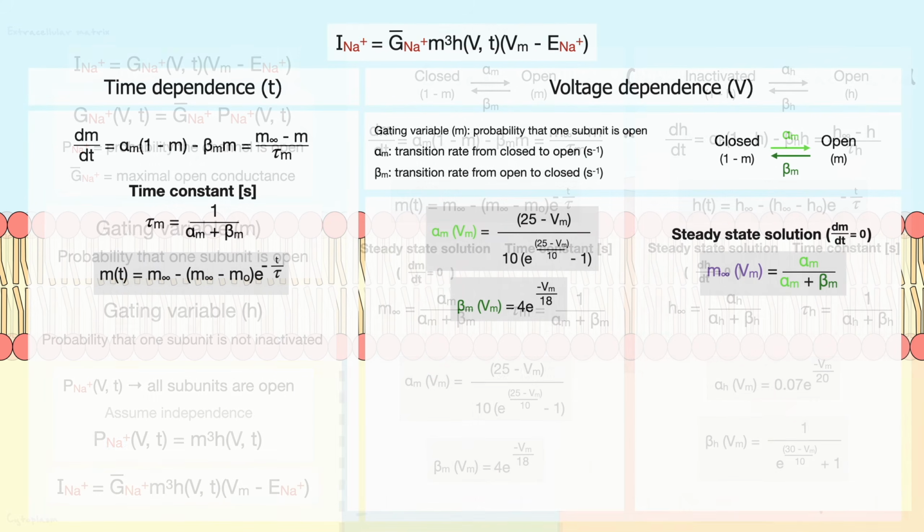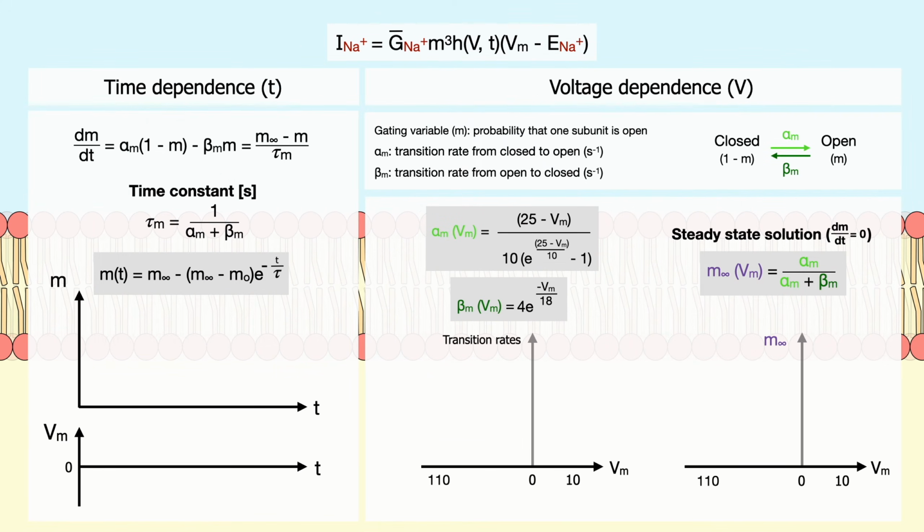Starting with m, it is the easiest to understand because it behaves exactly like the gating variable for potassium. Again, we know that upon depolarization, these channels start opening, so it is logical that the rate at which the channels open increases and the rate at which the channel closes decreases as a function of voltage. Accordingly, m infinity follows the same sigmoidal shape as n infinity. We will later see how these curves compare to potassium because there are a few key differences.